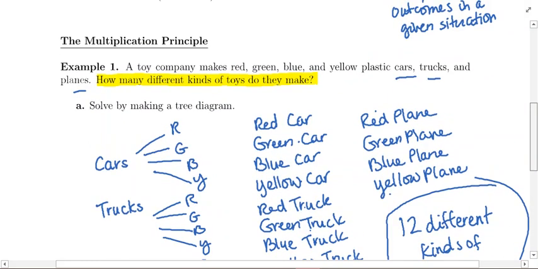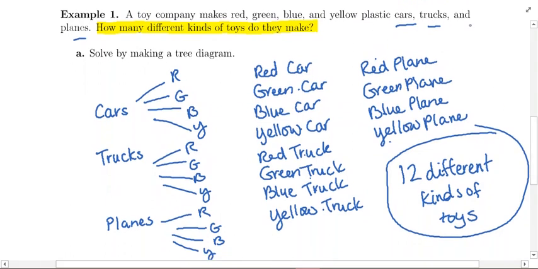So basically you are going to use the multiplication principle when you have choices. If you had a child and your child were trying to pick out one of these toys, the child would have choices. First they would select the type of toy. Do they want a car, a truck, or a plane? So that's the first choice. And then once they make that selection, there's another choice to be made. They have to choose the color they want. Is the color going to be red, green, blue, or yellow? So basically you use the multiplication principle when there are choices to be made.